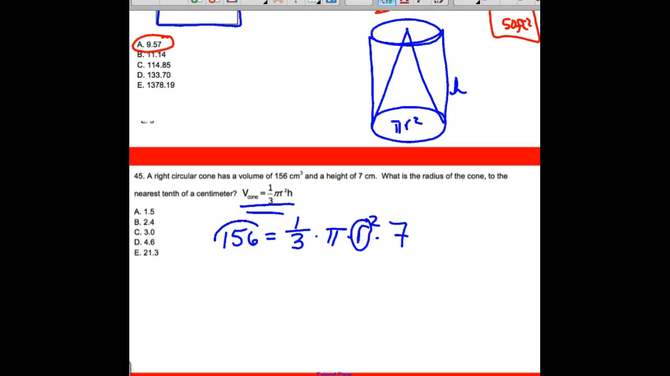So enter the 156 on your calculator and systematically wipe these out on the left. So how do I undo division by 3? I multiply both sides by 3. So go to 156 times 3 on your calculator and just hit enter. To undo multiplication by pi, I'll divide both sides by pi.